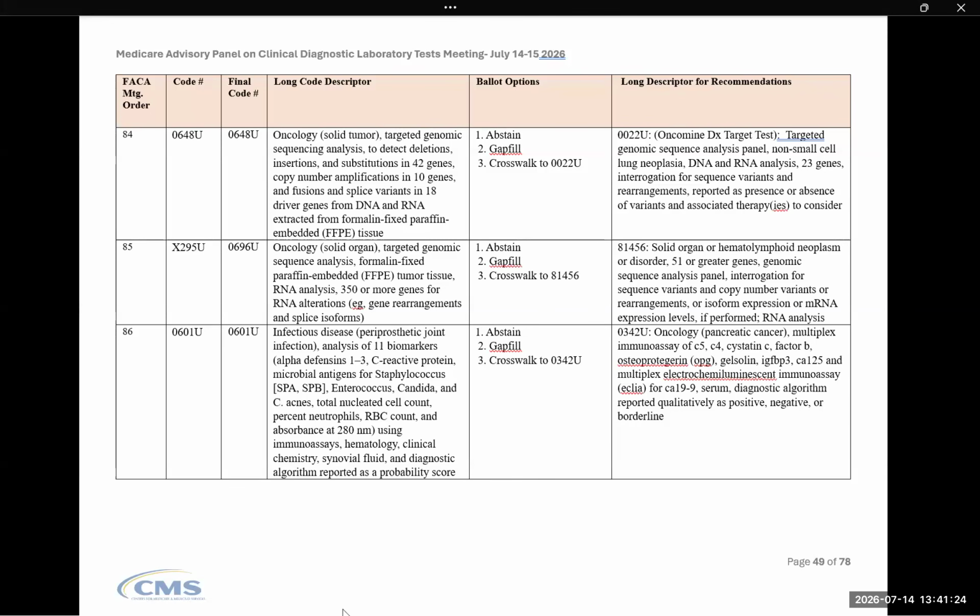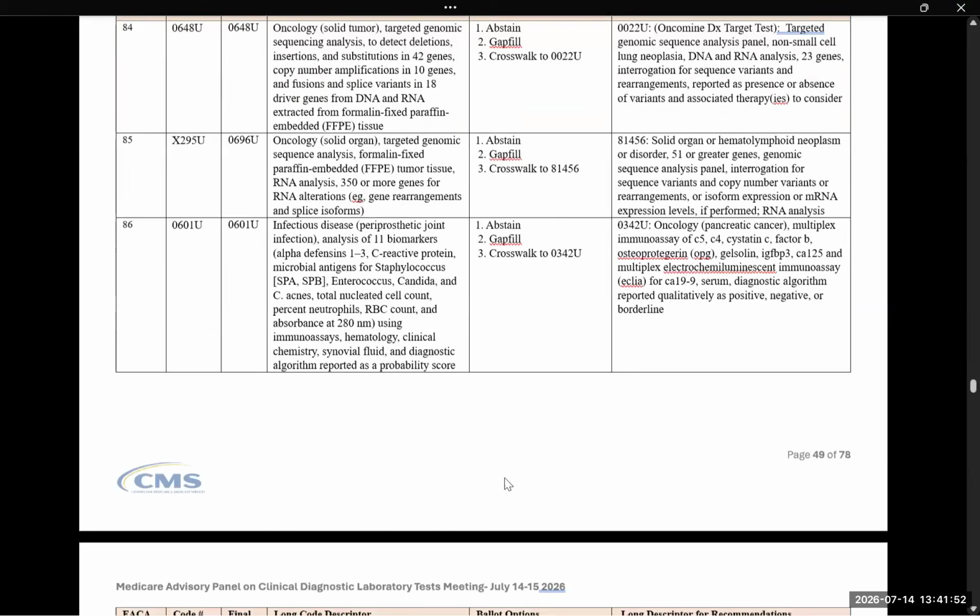Thank you. Do we have any other panel members that have any questions or comments on this code? Or any questions from CMS? All right, if not, panel members, please cast your votes. Okay, thank you. All right, next up is 0610U.